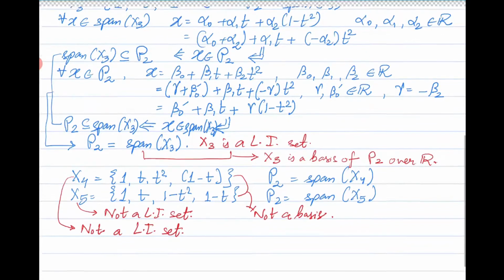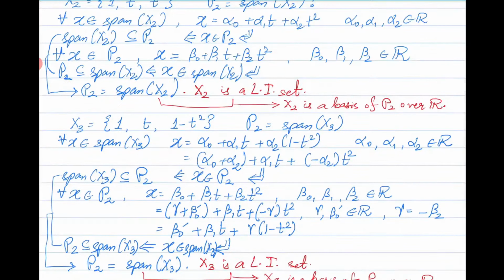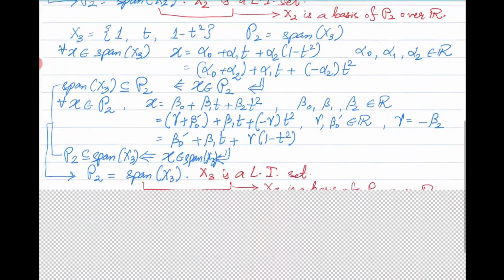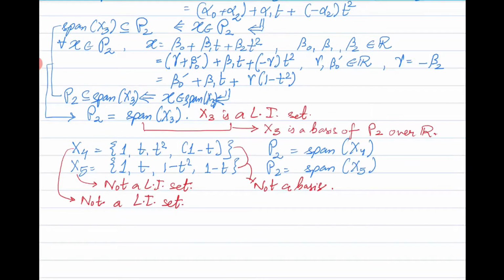Now we know that x2 and x3 both of them qualify as basis. So what is the dimension of P2? It's the cardinality of the basis, and in this case the dimension turns out to be 3 because you need 3 linearly independent vectors to span the vector space P2 defined over the field of reals. Okay, so I'll say that the dimension of P2 is 3.